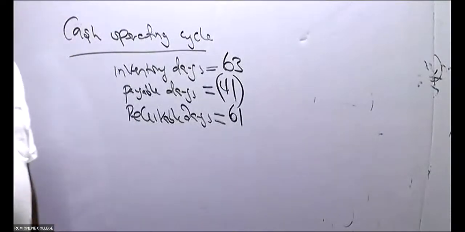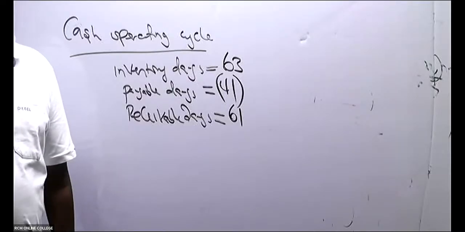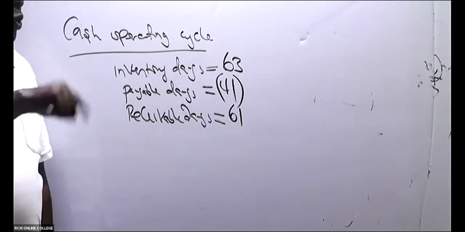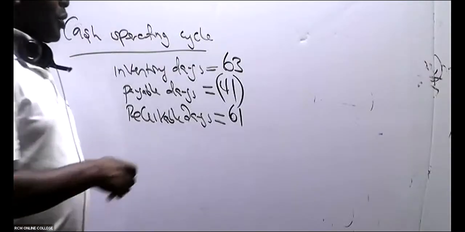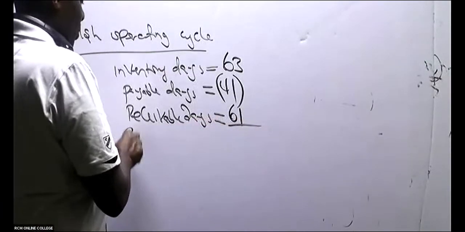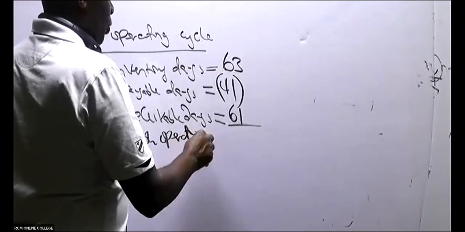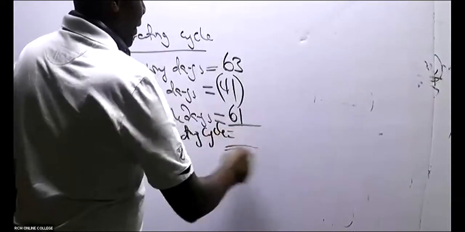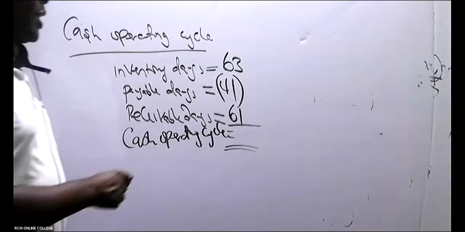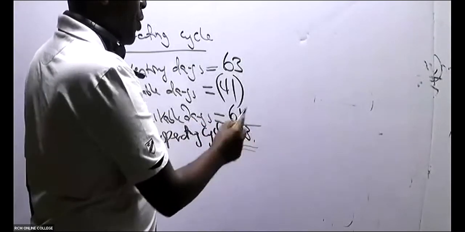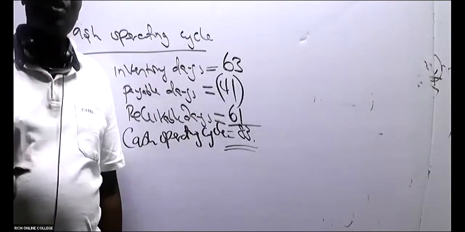What do you know about payable days? Those ones are normally a relief. They are to your advantage. The more they are, the better you are. So payable days, you must always subtract them. So you should be able to give me the cash operating cycle. Is there somebody who can give me this figure? 83. So basically, from the time I buy my raw materials, it will take me 83 days to recover my money.